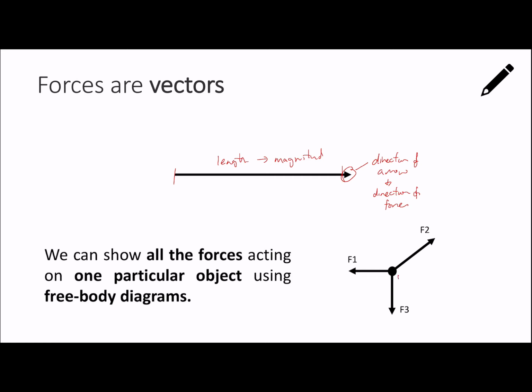So notice here that we represent objects using dots. We're not concerned with how the object looks like. Okay? We're going to represent it with a dot. And then we will illustrate all the forces that are acting on it using these arrows. Again, the length represents the magnitude. Sorry, I misspelled magnitude here. The magnitude. And also the direction. Okay?